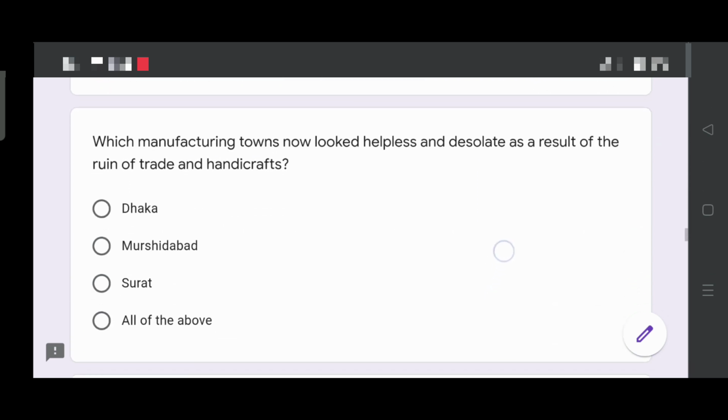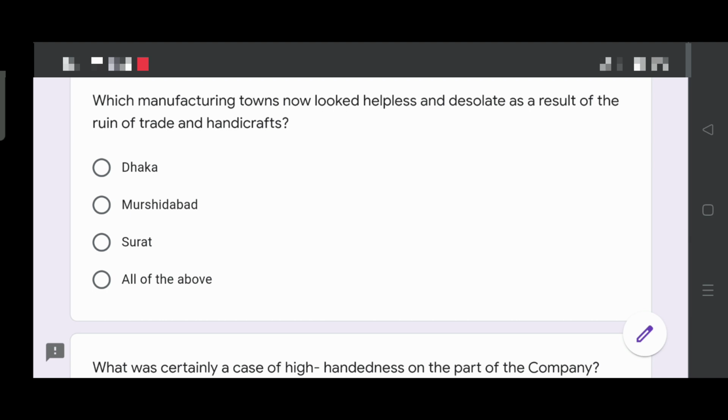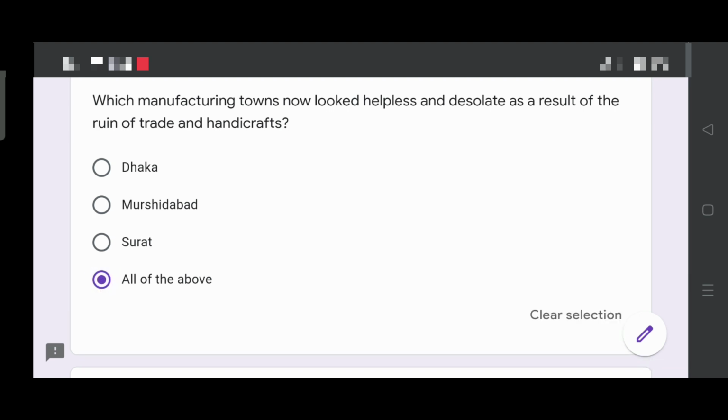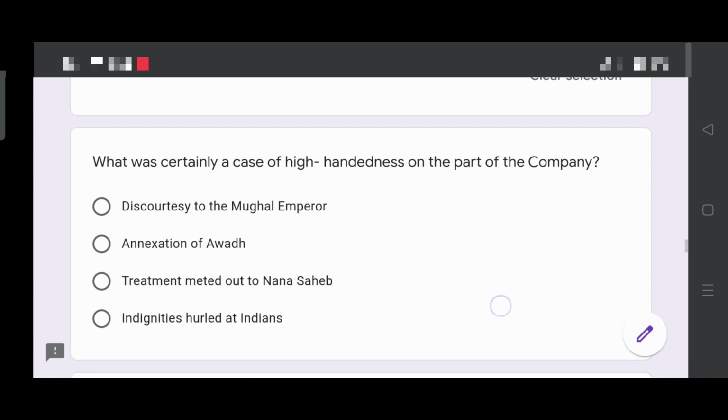The next one, which manufacturing towns now looked helpless and desolate as a result of the ruin of trade and handicrafts? The popularity of Indian textiles alarmed the policy makers in England, and gradually they led to the ruin of trade and handicrafts in India, which made manufacturing towns of Dhaka, Murshidabad, Surat look helpless and desolate. So all of the above is the right answer.